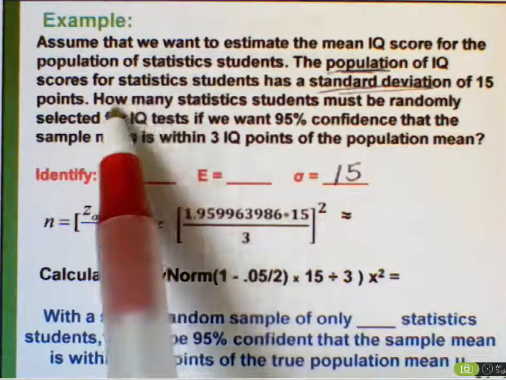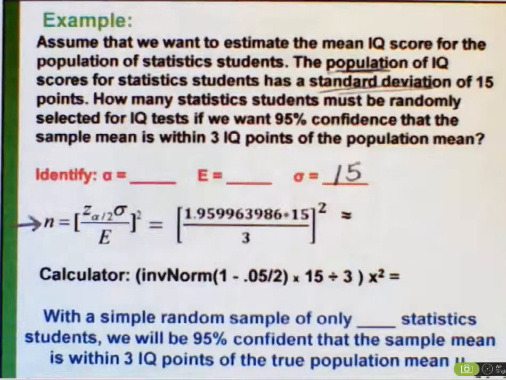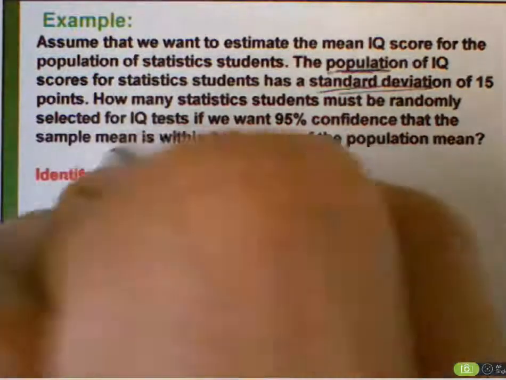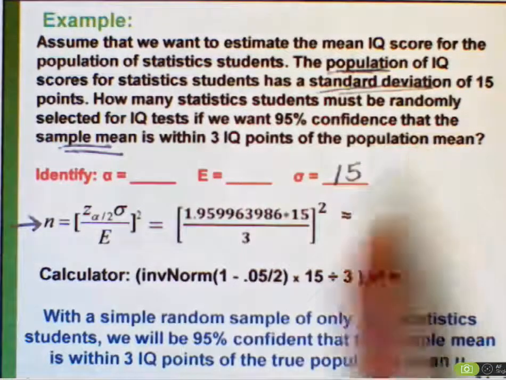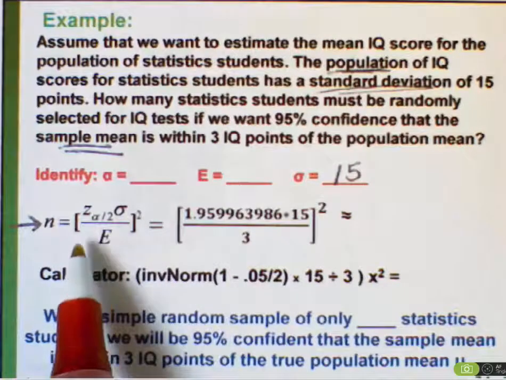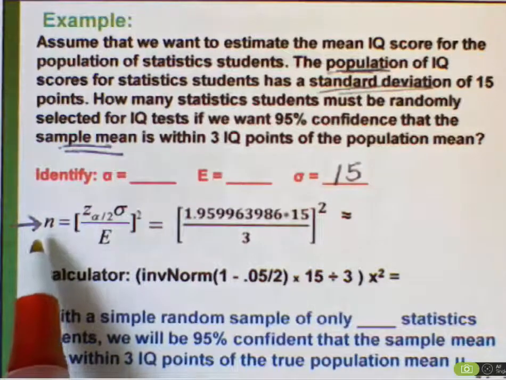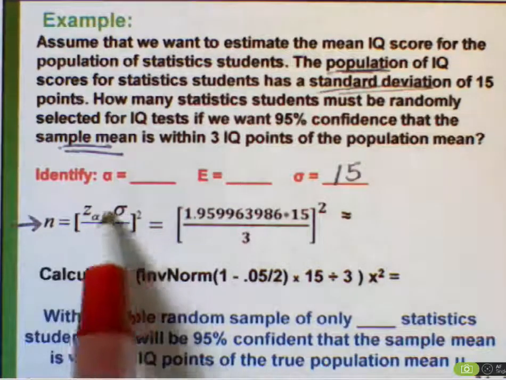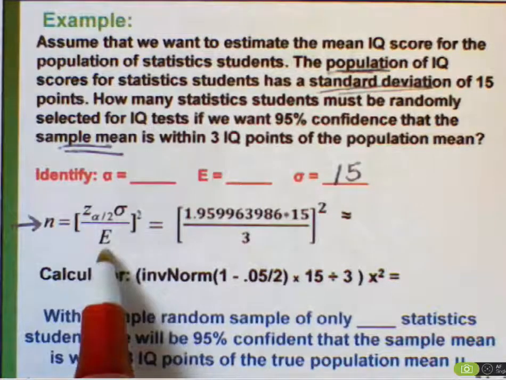The fact that it says how many tells me that I'm looking for one of my sample size formulas. And the fact that it says estimate that the sample mean is within 3 IQ points of the population mean means I need this formula from section 7.3 instead of 7.2. I'm not trying to estimate a population proportion. I'm trying to estimate a population mean, and this is the formula for sample size for estimating a population mean.